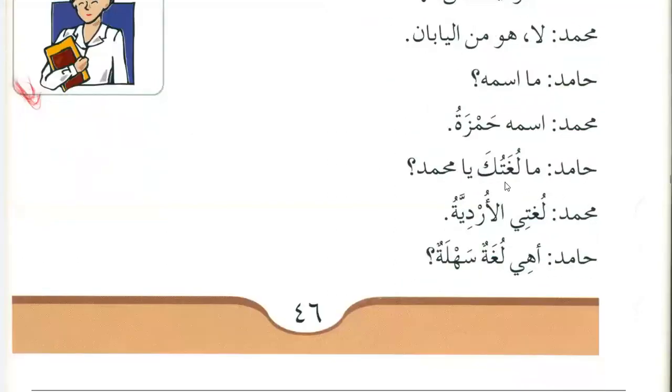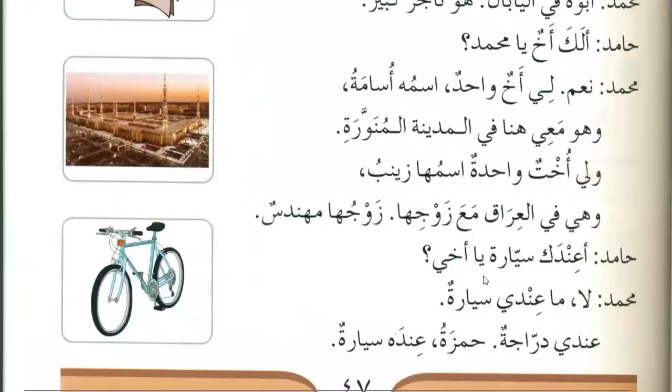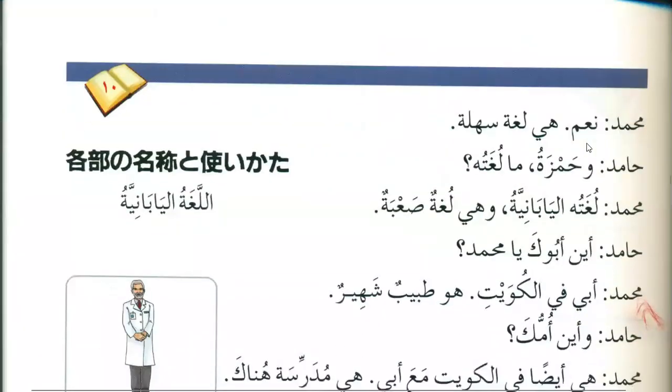Hamid: Ma lughatuka ya Muhammad? What is your language, O Muhammad? Muhammad: Lughati al-urdiya. My language is Urdu. Hamid: A hiya lughatun sahla? Is it an easy language? Muhammad: Naam, hiya lughatun sahla. Yes, this is an easy language. Hamid: Wa Hamza, ma lughatuhu? And Hamza, what is his language? Muhammad: Lughatuhu al-yabaniya, wa hiya lughatun sa'ba. His language is Japanese, and it is a difficult language.